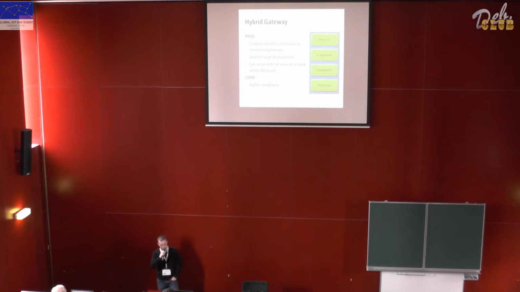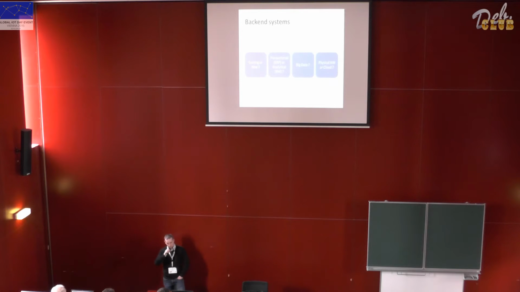The hybrid gateway combines the benefits of the previous gateways. It is ideal for large deployments because it is easier to manage huge quantities of these gateways. And it can serve the IoT services locally in the area where it is deployed. It is not necessary to query the backend system for the information. You can consume the information locally where it is created. The consequence is higher complexity.